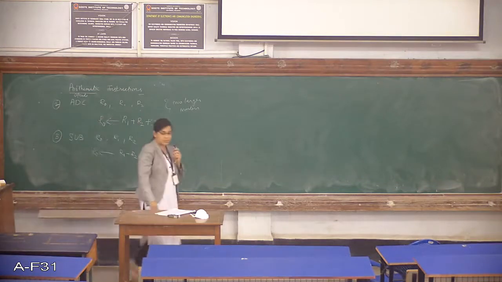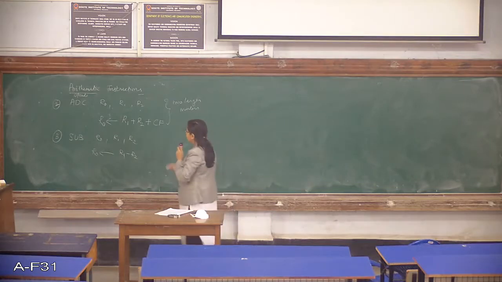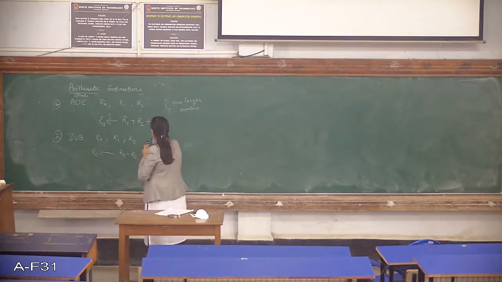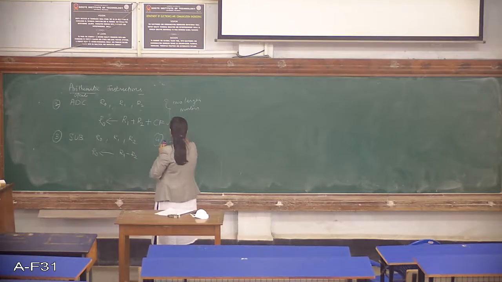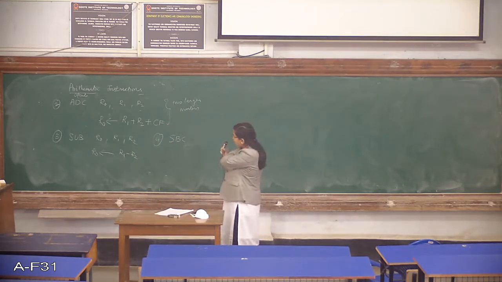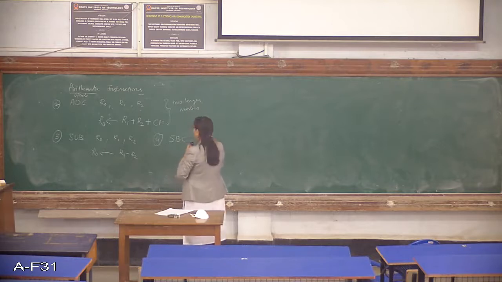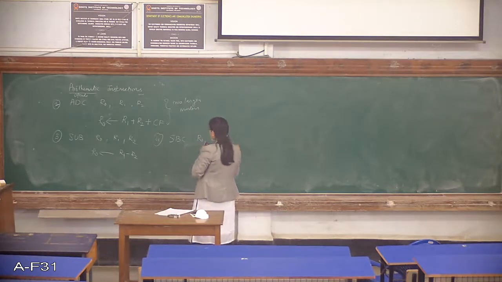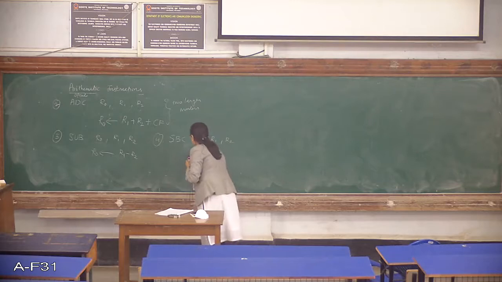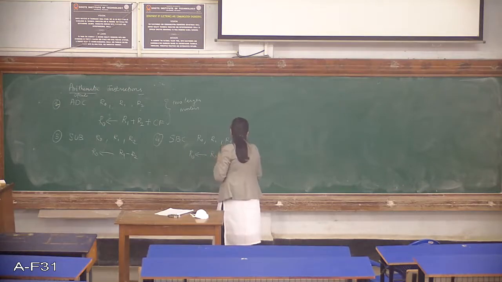Again in the subtraction, you can have one more, which is nothing but the fourth one. We have SBC. So what does the SBC stand for? It is nothing but subtract with borrow. SBC, I can write it as R0, R1, R2. So how exactly does this instruction work? In R0, I'll have R1 minus R2 minus CF bar.